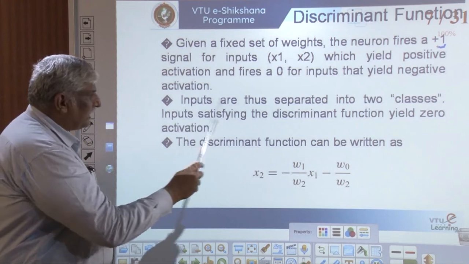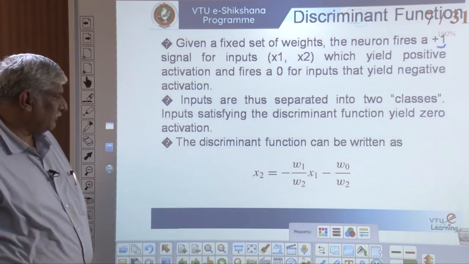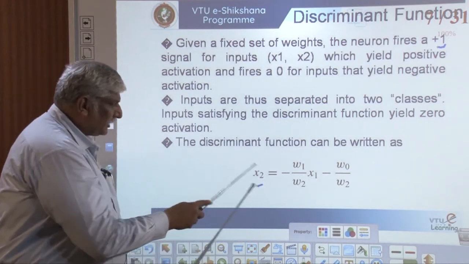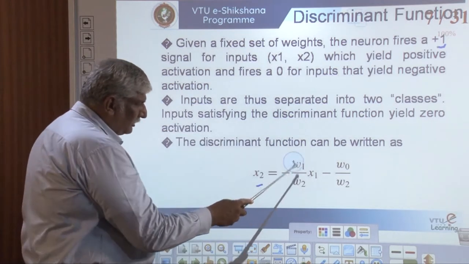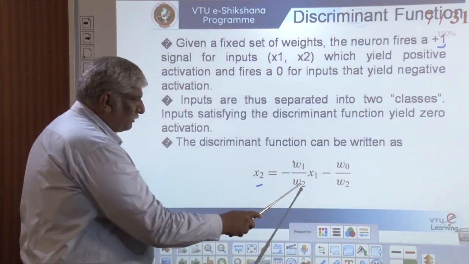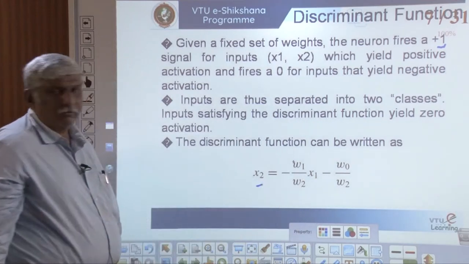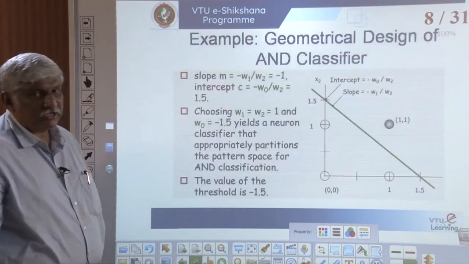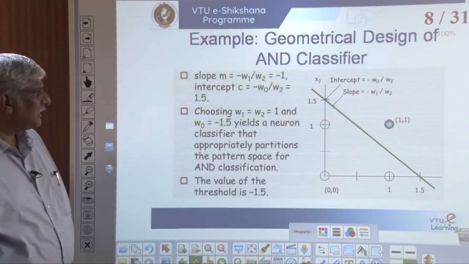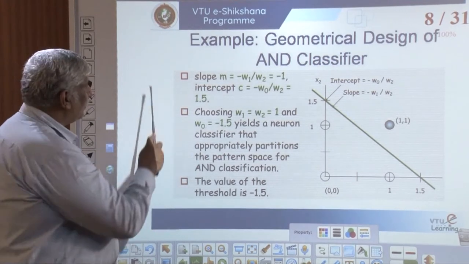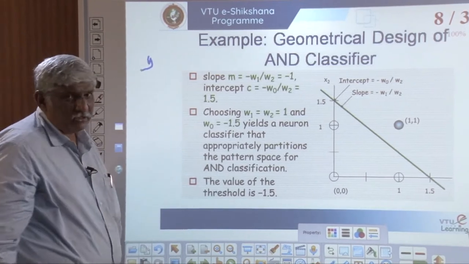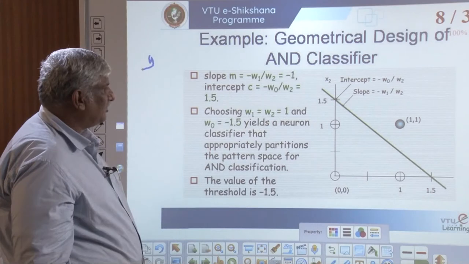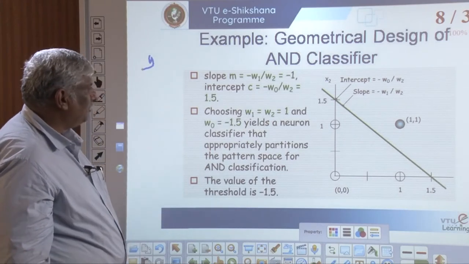Fine. So the inputs satisfying the discriminant function yield 0 activation, and in this case the discriminant function can be written as, what is actually x2? X2 can be written as w1 divided by w2 into x1 minus w0 divided by w2, right. So this is actually the output of the function x2, fine. In this case, as I already told you, write y equal to mx plus c, which is the simple straight line, where c is the intercept and m is the slope.